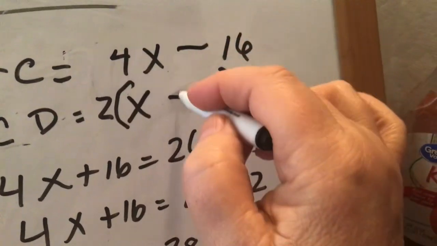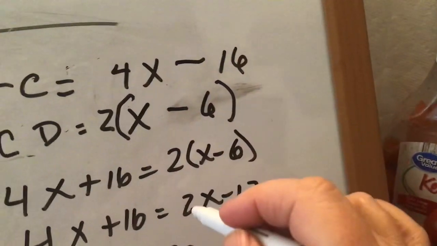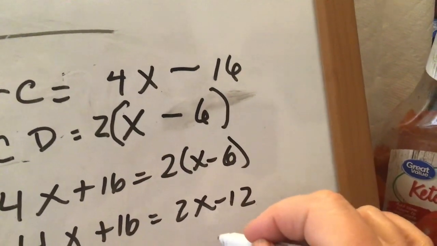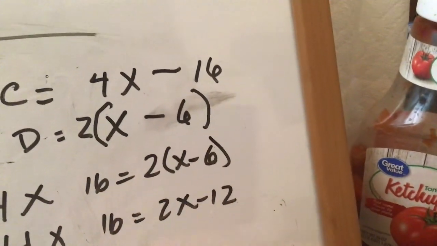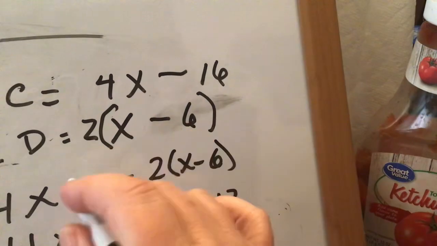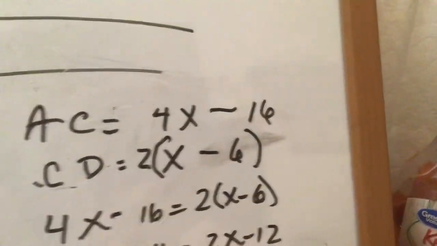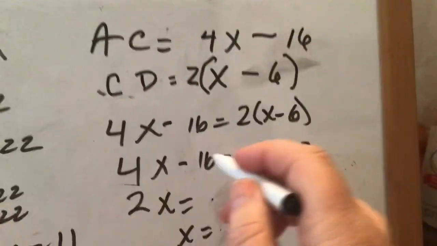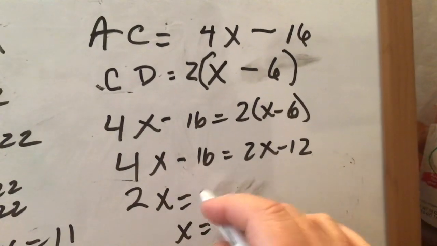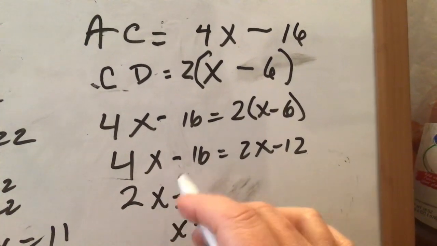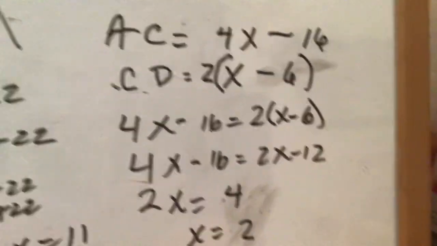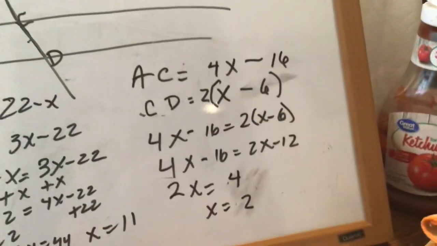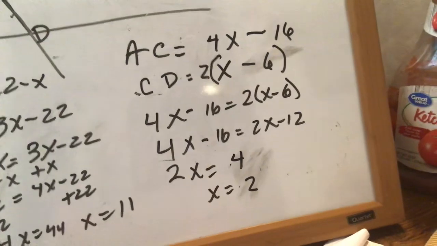So if we change this to a minus 16 all the way through, then it's going to make more sense. Okay, so then we're going to subtract 2x from both sides, and then we're going to add the 16 to the other side, which is going to give me a 4. So then x equals 2. That makes more sense. So, sorry about that one.